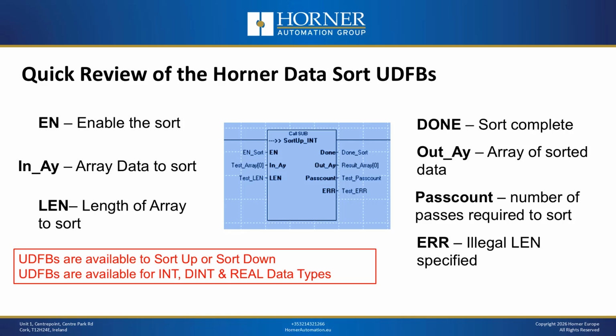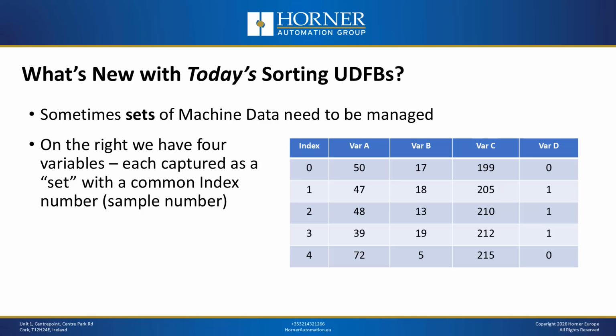We have DONE, which will flag when the process finishes, OUT ARRAY, which outputs your sorted array, PASS COUNT, which tells us the number of passes required to sort the data, and finally, ERROR, which will flag any errors that might occur. Now, let's discuss what's new with today's sorting user-defined function blocks.